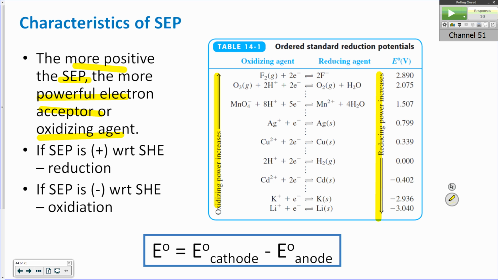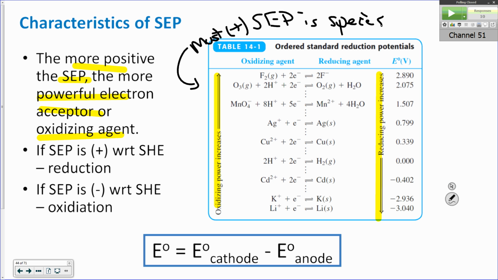So the more positive, the more likely it is it's going to be reduced. Okay, so the most positive standard electrode potential is the species that is reduced. Right, that's the way it's going to occur. You're going to have one being reduced, that's going to be reduction, and the other one obviously has to be oxidation.